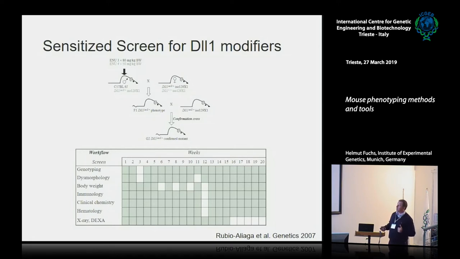And this is the plan for how the mice were tested. So for sure, the more areas in which you check the mice, the more chance you have of finding phenotypes that are based on potential mutations in these animals.